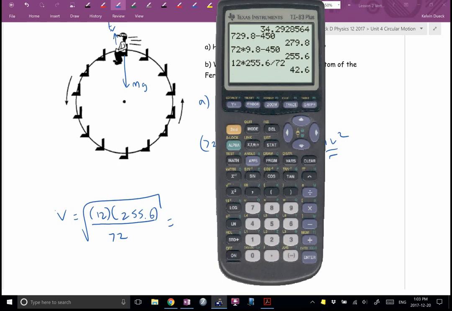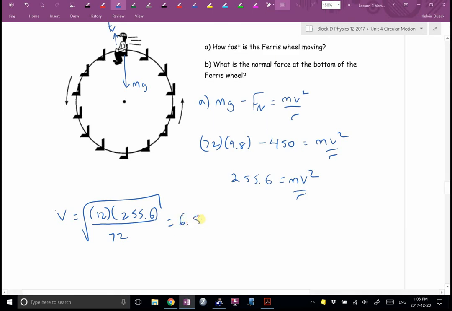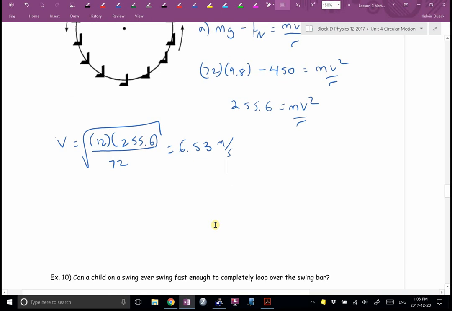And now you're getting a feel for how we can design a ride ahead of time, where we can say, okay, what do we want the riders to feel? How fast do we need to make the ride go? 6.5? Hey, what's the normal force at the bottom of the Ferris wheel?